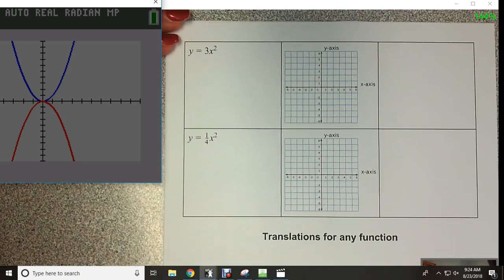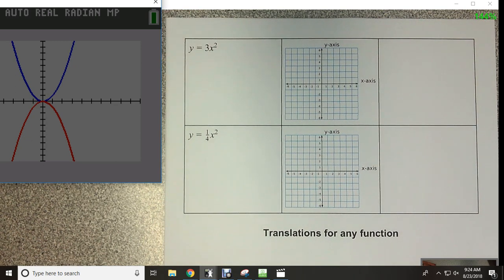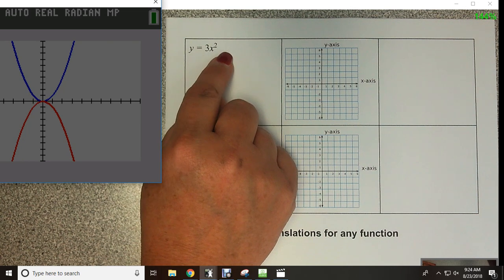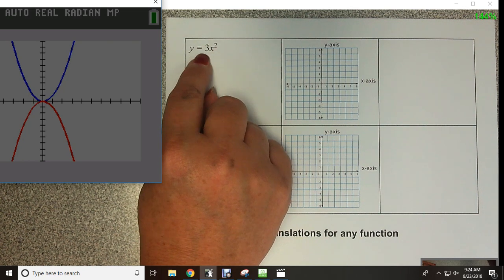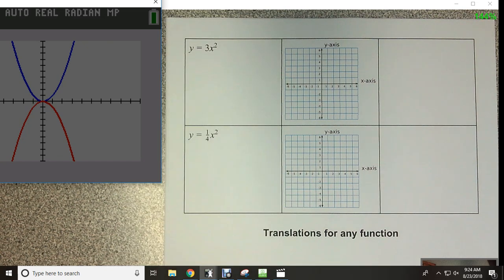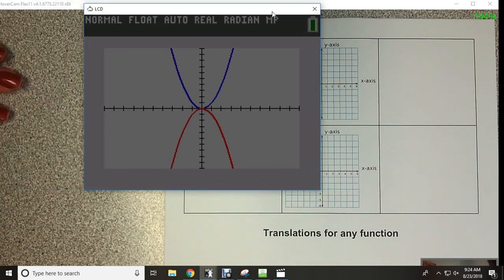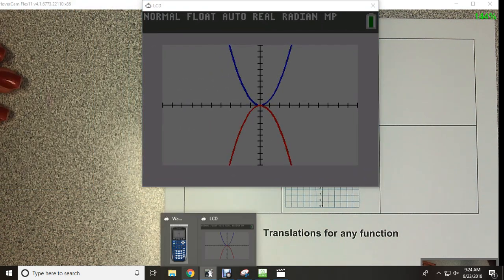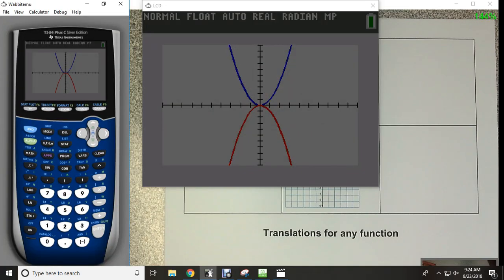All right, so now I have y equals 3x squared. So no parentheses, nothing added after. It's not a negative here, so it's not flipped upside down. I need to know what that 3 does to it. So let's graph it and see.